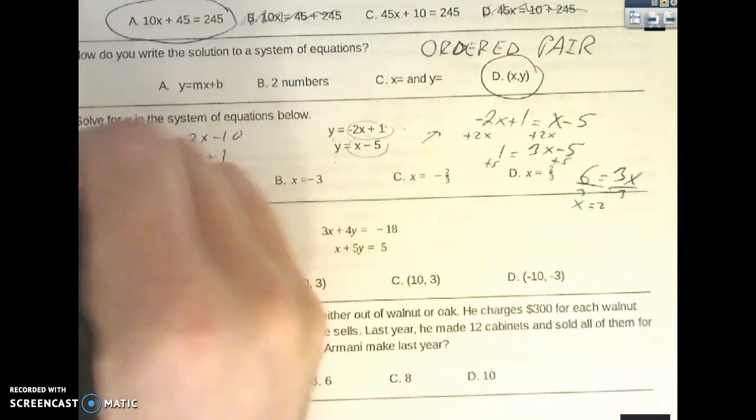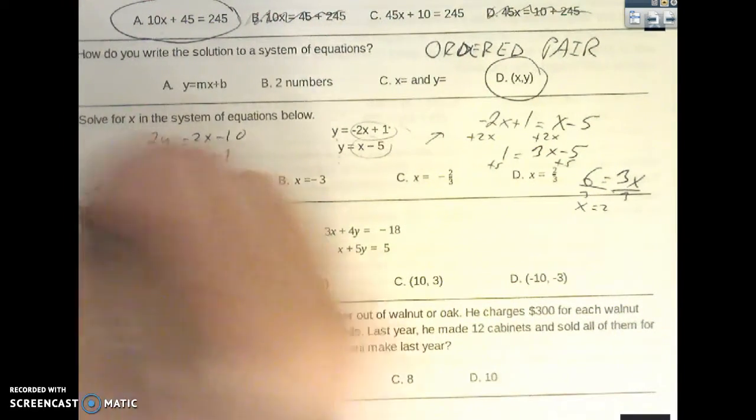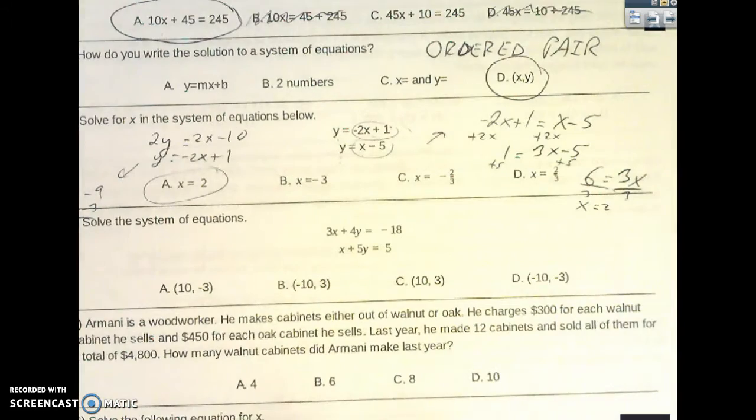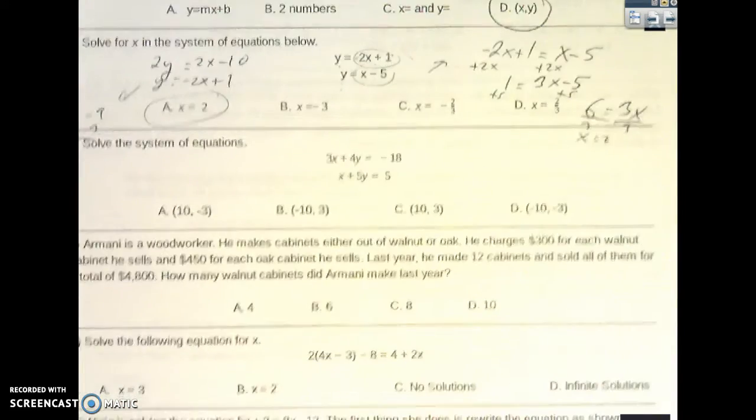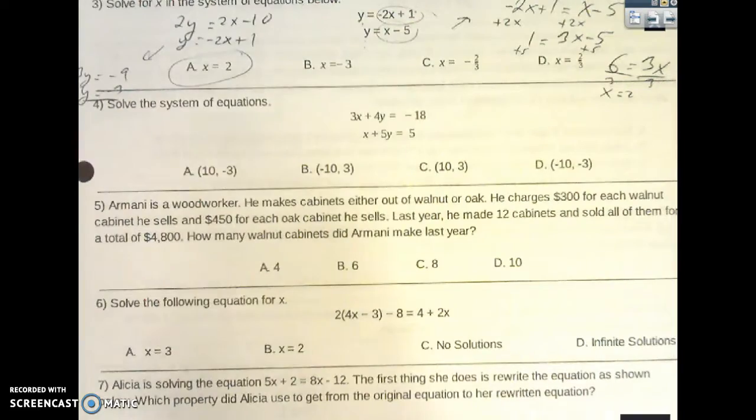Because what I'll get is 3y equals negative 9. Solve, get y equals negative 3. You can plug that back in and solve for x. Whatever way works for you. Number 4, solve the system of equations. Alright, so again, if you want to do substitution, go for it.